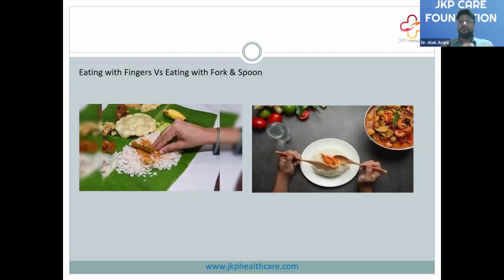So if a person from South India who has been living in South India and has been accustomed to eating with hands for 20, 30, 40 years, suddenly is put into an environment of Japan or China and is asked to eat with fork and spoon, will they be able to eat properly? Will they be able to fulfill their needs? No.